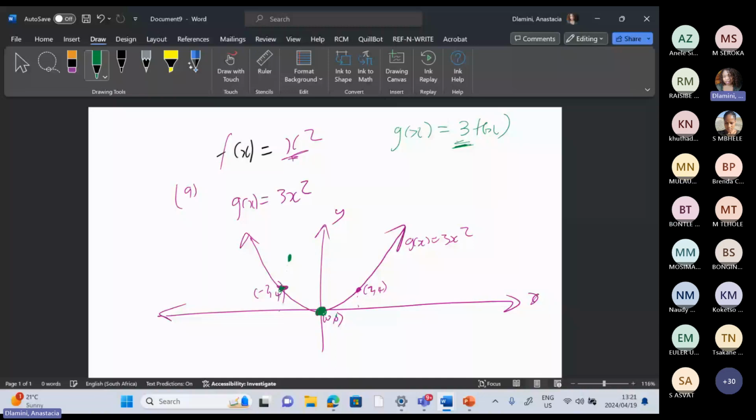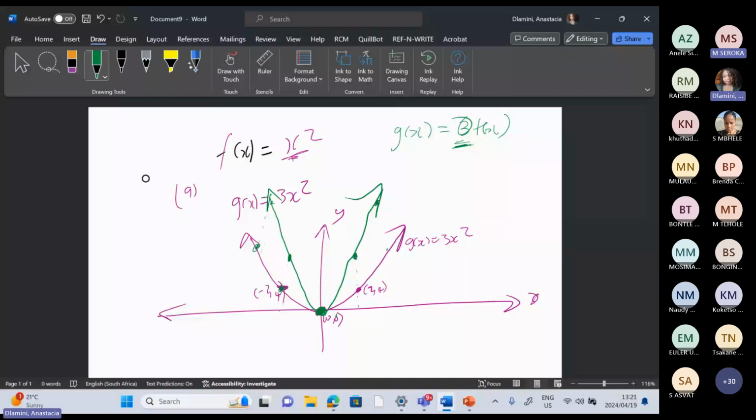So all the x values remain the same, but all of the y values are multiplied by the factor 3. If we choose a point here, the y value will go up like that. So if we draw this graph, it will look like this. Does it make sense now that when you're stretching it vertically, it becomes thinner?